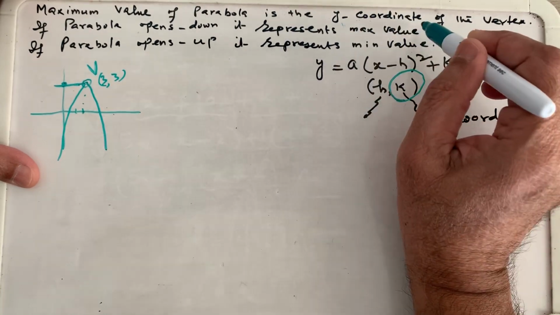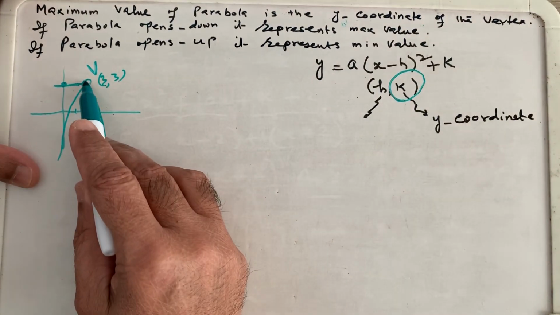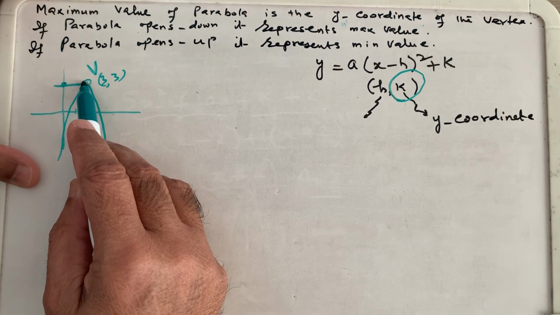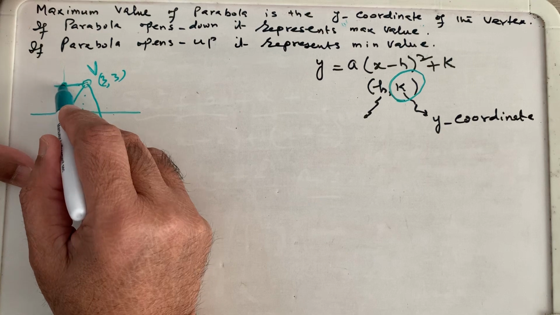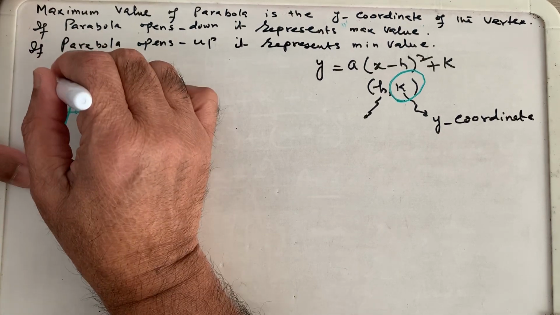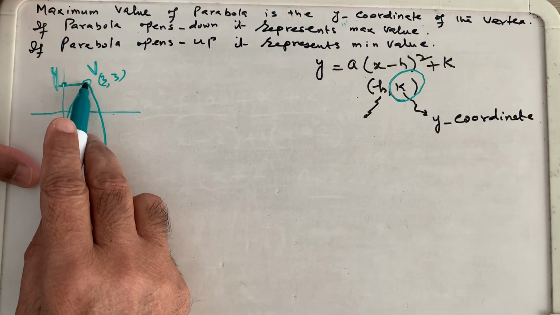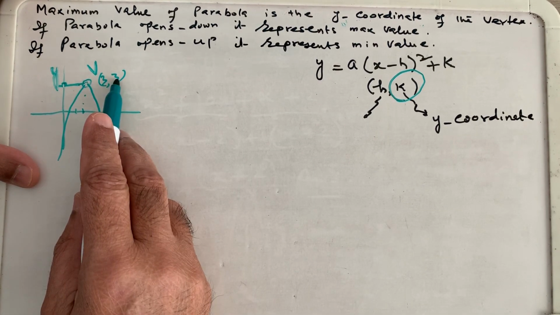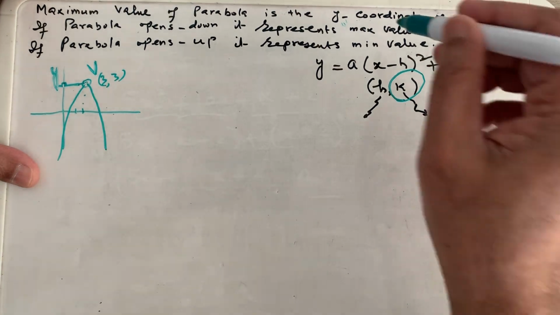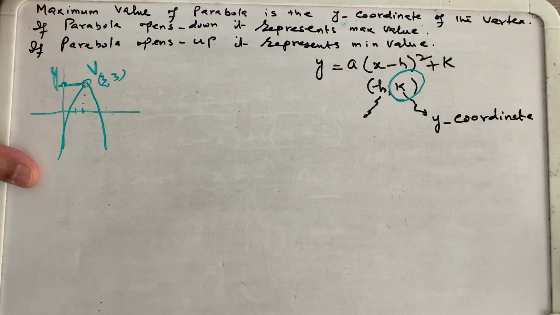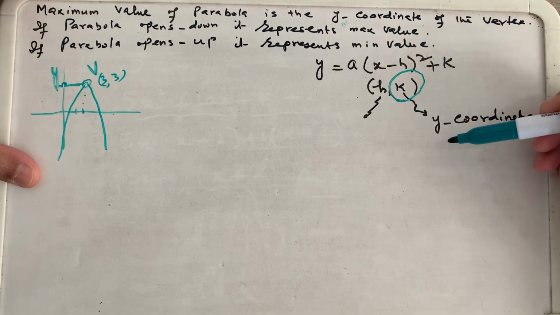You can see that my vertex was (3, 3), and when I draw a parabola whose vertex is (3, 3), it does not go beyond 3 on this y-axis. So it represents the k value, the y coordinate of the vertex. So it's easy. If somebody gives you some questions, you have to see the k value, where the k value is the y coordinate.